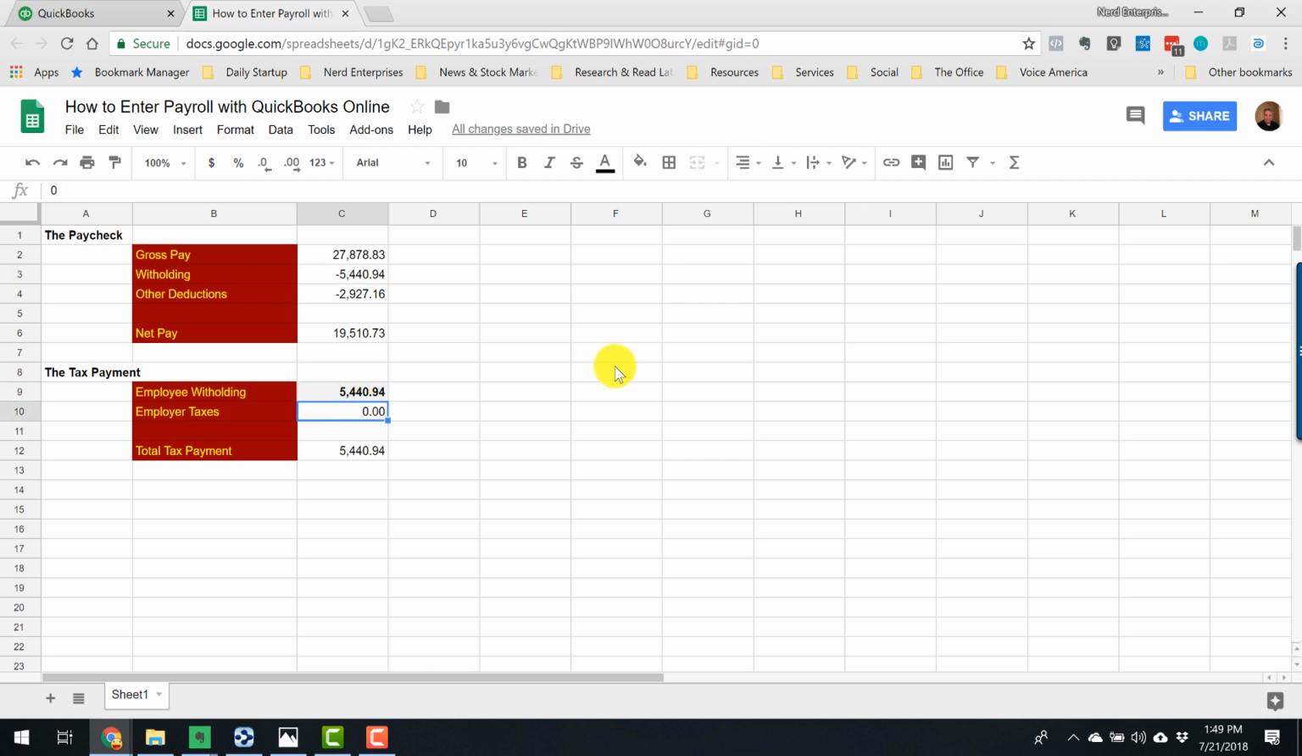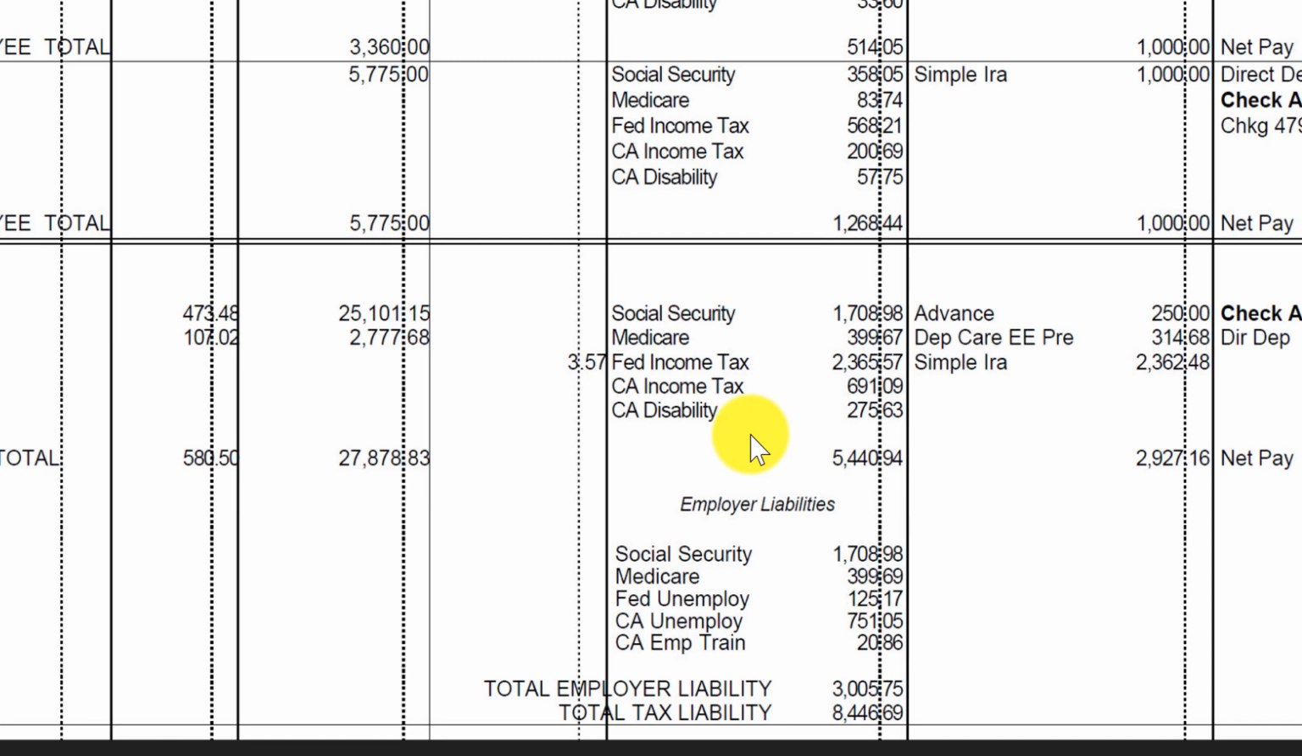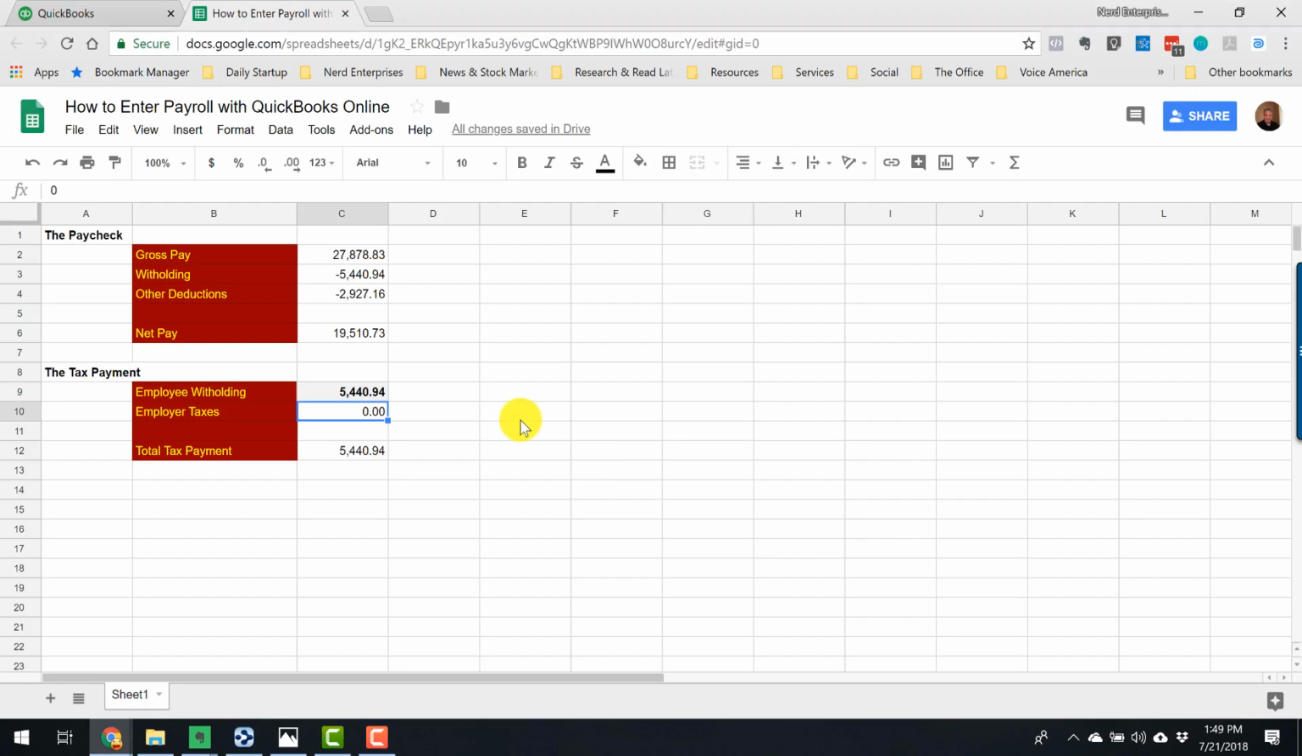So where's the other part of the tax payment? Well, we looked at it a few seconds ago. If I go back to my payroll report and look all the way down at the bottom here, remember, here's the employer liabilities. They have it broken down in these different amounts. The total employer liability is $3,575. So let's go enter that. $3,575. So our total tax payment is $8,446.69.